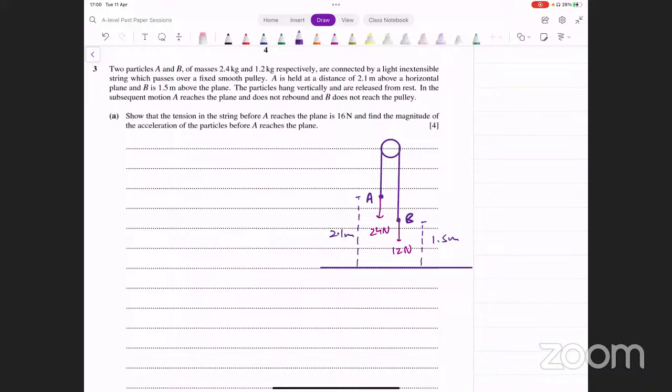Now show that the tension in the string before A reaches the plane is 16 Newton and find the magnitude of the acceleration of the particles before A reaches the plane. You have to find the tension and acceleration. This is a simple application of Newton's second law of motion. See which forces are acting; they are connected by a string through a pulley. What forces act on A? A downward force of 24 Newton. What is the upward force? Tension. Tension always acts away from the object, away from the point you're looking at. On A it acts away from A, so tension acts upwards. Now look at the forces on B: 12 Newton acts downwards and one force acts upwards, which is tension.